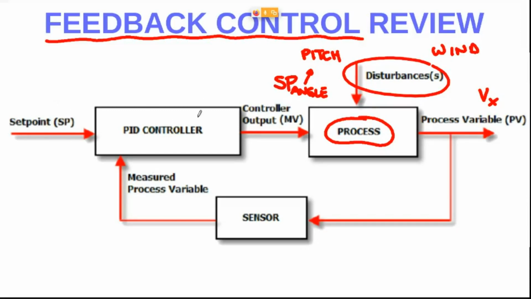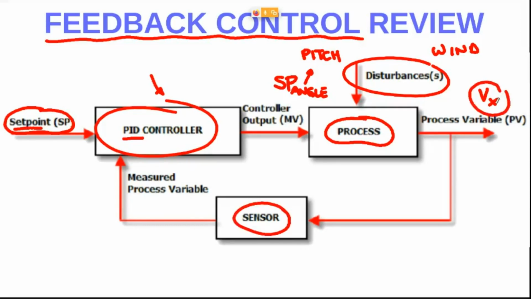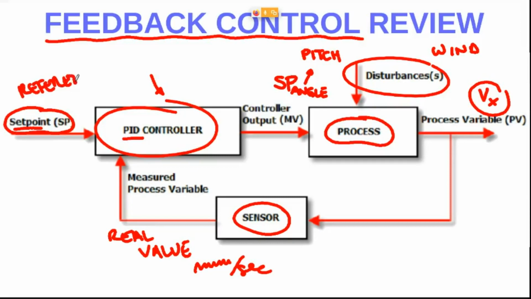Then here we have the controller, and the role of the PID controller is to compare our desire, our reference, our set point, to the measurement of this real speed. So here we have the real value, in millimeters per second. And here we have our reference. That's not real. That's the value we want to have here. This reference is also in the same units, millimeters per second.